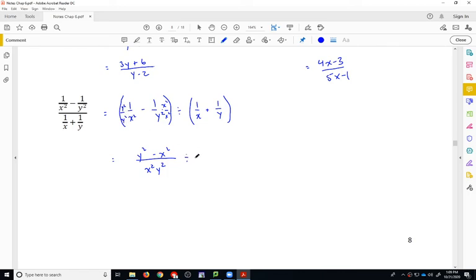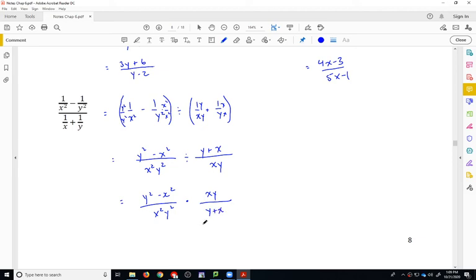Then I've got divided by. I'm going to create my common denominator of xy. To do that, I had to multiply this one by y, and I had to multiply this fraction by x. Now I can flip and multiply. I've got y squared minus x squared over x squared y squared, times, and I'm going to take the reciprocal of this fraction, and I get y plus x.